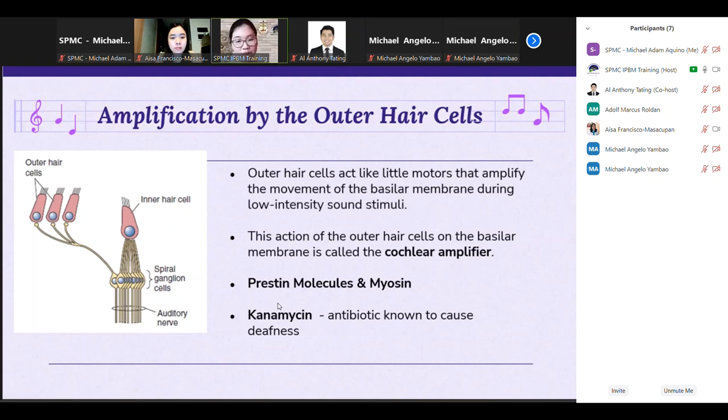So the amplifying effect of the outer hair cell explains how antibiotics, such as kanamycin, which is known to cause deafness, actually do it by damaging the hair cells. So after excessive exposure to antibiotics, many hair cells become less sensitive to sound. So that's the mechanism by which some antibiotics can cause deafness.